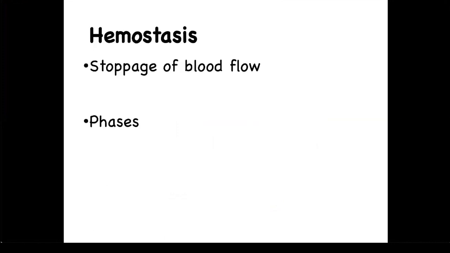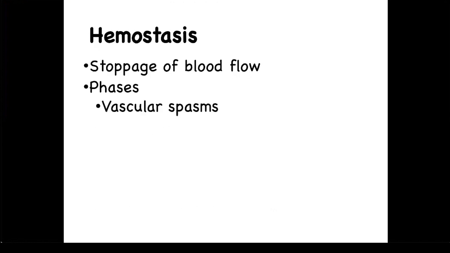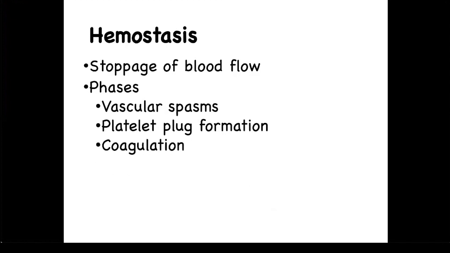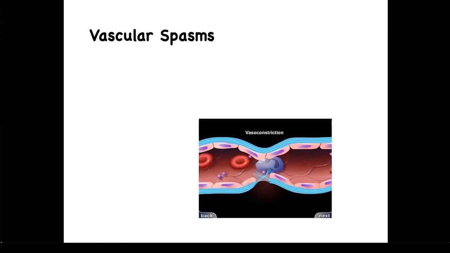Hemostasis involves the stoppage of blood loss. There are three phases in hemostasis. We'll look at each phase in more detail, but I want to first of all just list them for you. Vascular spasms, platelet plug formation, and coagulation. Let's start with vascular spasms.